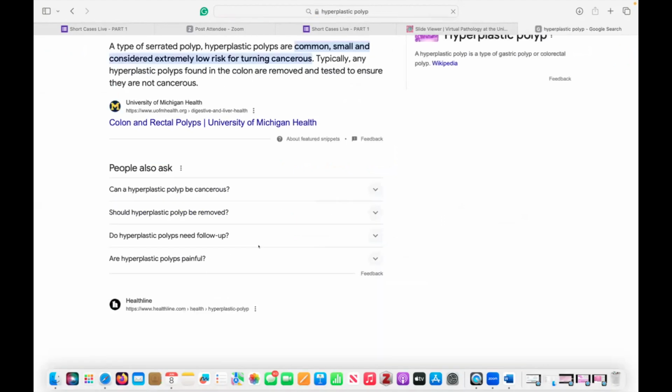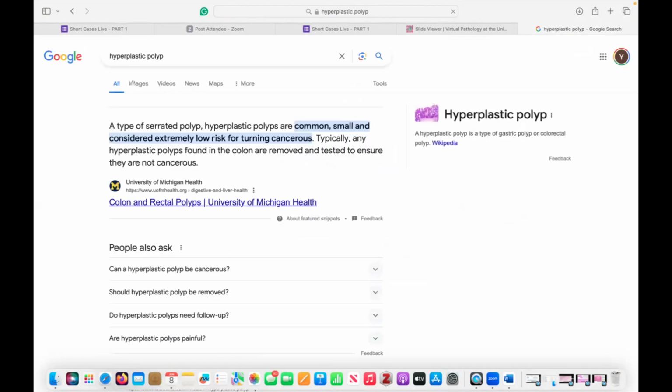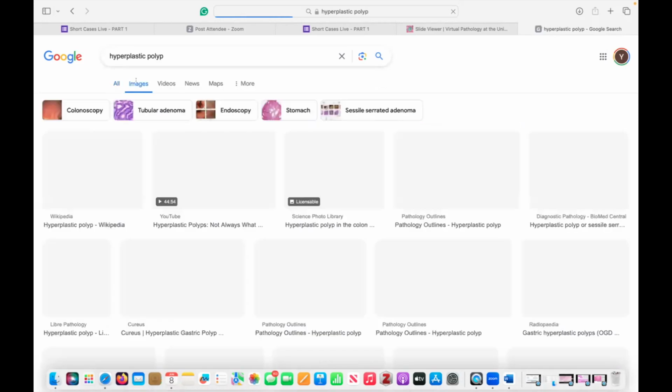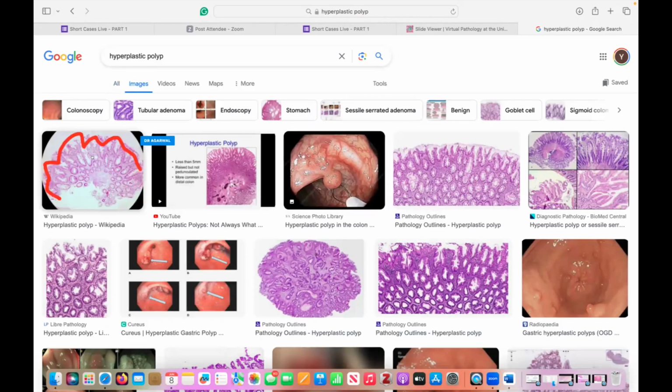Go to images. See this first one, first photo. You are able to see this. There is serration only on the top. The bottom has no boot shape. So this is your hyperplastic polyp. Now look at TSA.